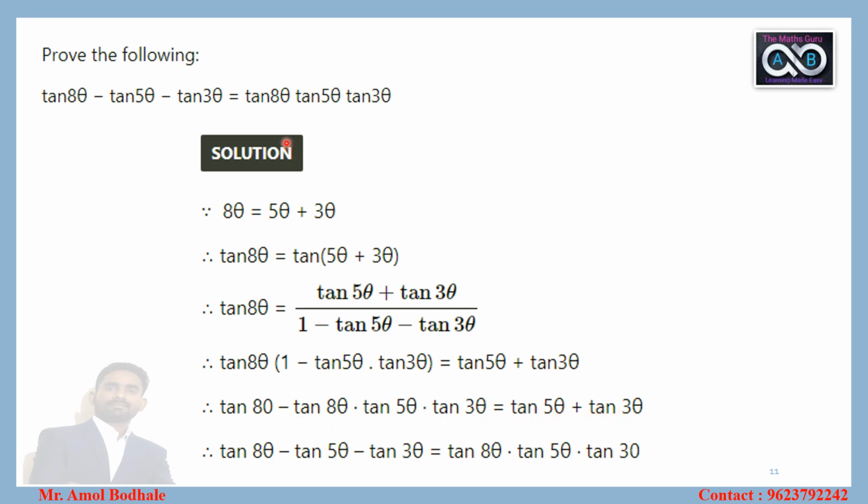Now we require the RHS, which has positive terms. So we can shift this term to this side and we can take these two terms to this side. So what do I get? Tan 8 theta minus tan 5 theta minus tan 3 theta equal to this negative term will be taken on this side, so it will become positive, that is tan 8 theta into tan 5 theta into tan 3 theta. So in this way we can prove tan of 8 theta minus tan of 5 theta minus tan of 3 theta is equal to tan 8 theta into tan 5 theta into tan 3 theta.